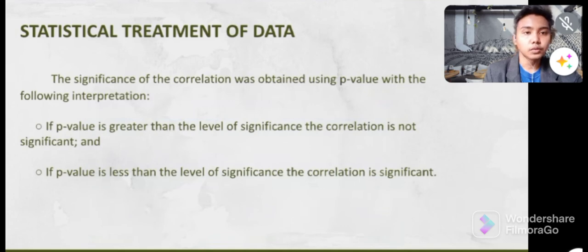The significance of the correlation was obtained using the p-value with the following interpretation. If the p-value is greater than the level of significance, the correlation is not significant. And if the p-value is less than the level of significance, the correlation is significant.